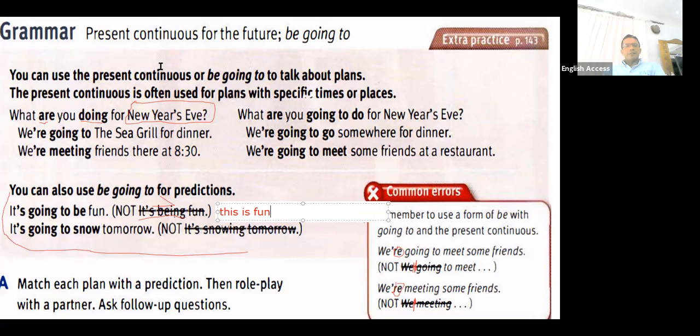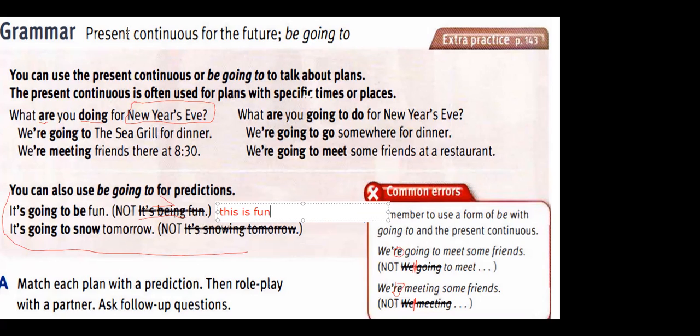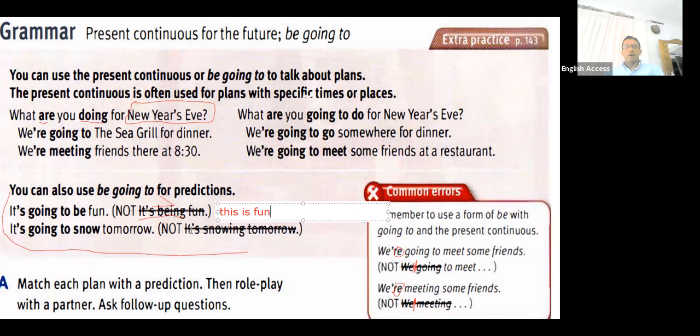Same with the other ones. It's going to snow tomorrow. Prediction. It is snowing tomorrow. Well, in this one, I have a doubt. It is snowing tomorrow around noon. I don't want to go into details with this one, but I think this one is correct. It is snowing tomorrow around noon. A prediction.